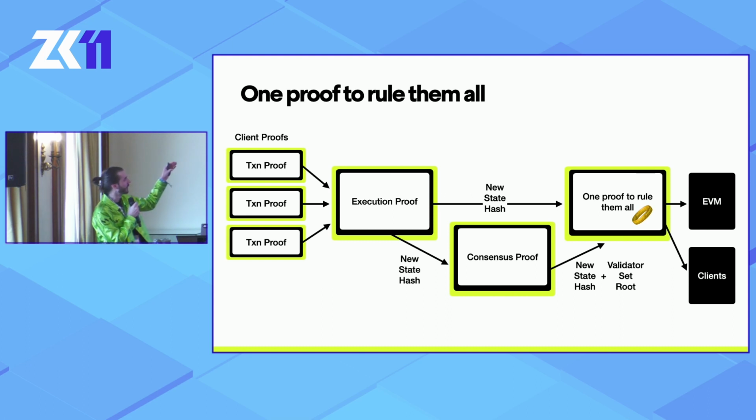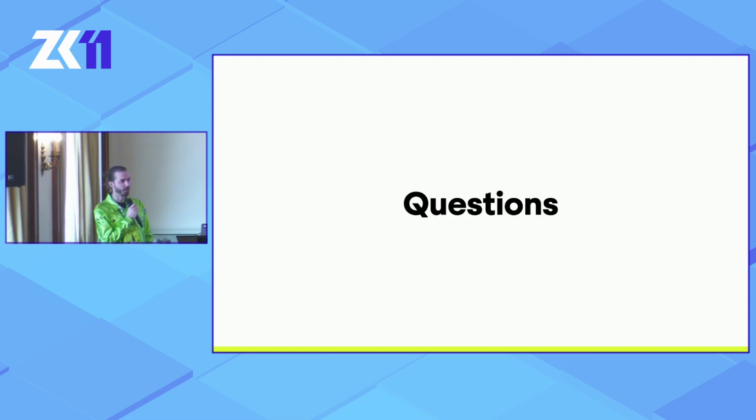Well, we take the transaction proofs. These are the same. We add the consensus proof with the new state hash. We add it to a final proof where we aggregate them all together. And then we can send that to the EVM. And we can also send that to clients because they can verify that all together. So that is one proof to rule them all.